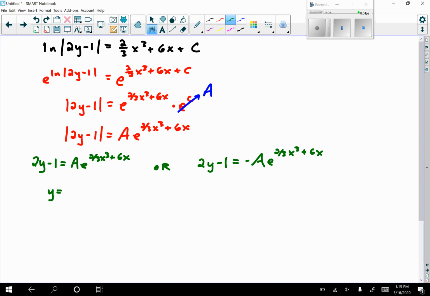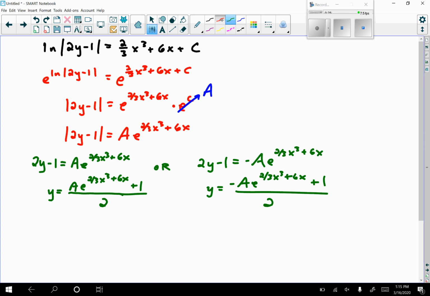So y is going to equal positive a times e to the 2/3 x cubed plus 6x, plus 1, all over 2. Make sure this plus 1 is not up here with the exponent. Or y equals negative a times e to the 2/3 x cubed plus 6x, plus 1, all over 2. So both of these are the explicit solutions.